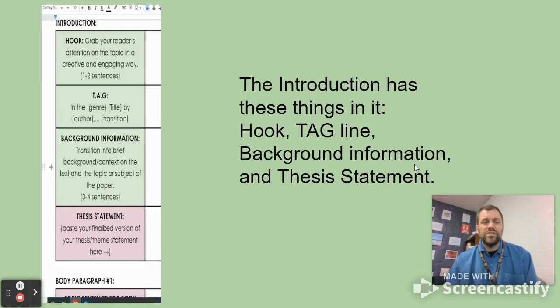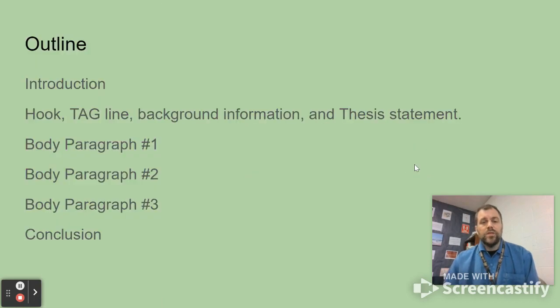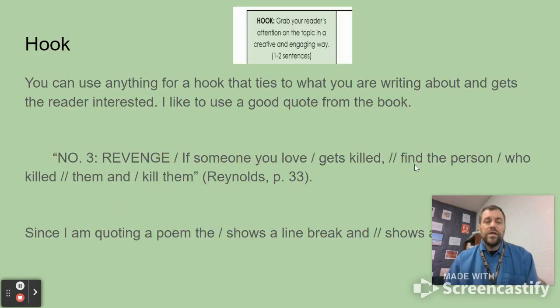The introduction is this section here where it has these things in it: hook, tagline, background information, and a thesis statement. So if we put it into this outline, this is how it looks. You know, like you're like, oh, that other one was like 14 pages long. Well, that was just because it gave you room to type. So quickly going through this, the hook can be anything you want. It's just supposed to grab your reader's attention.